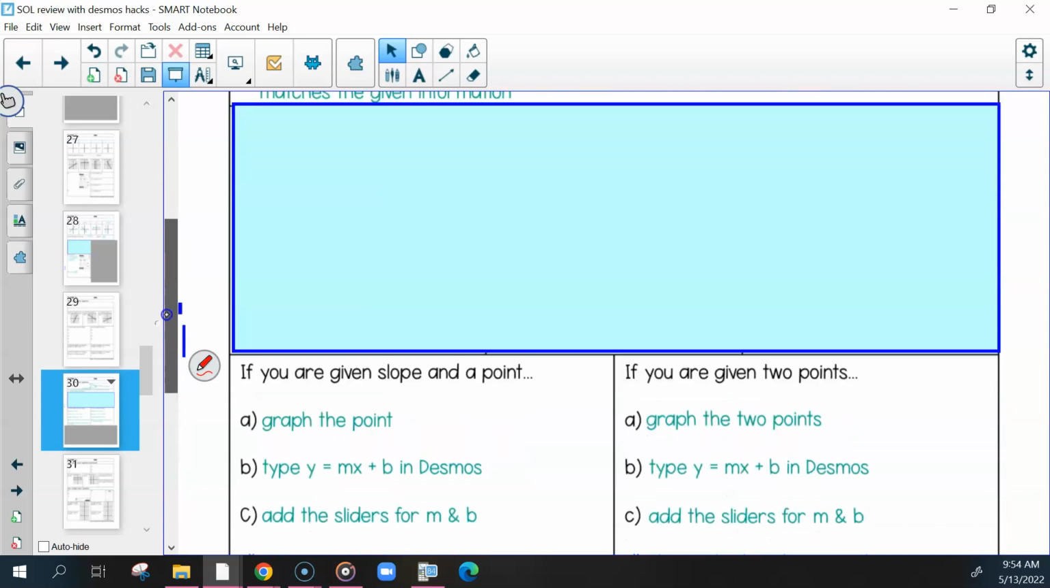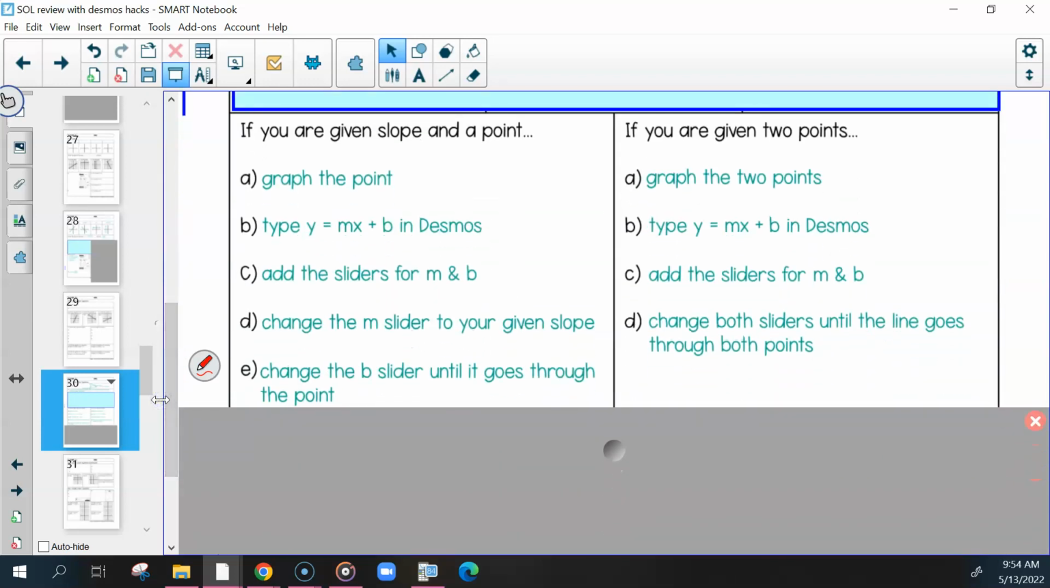And then the other 2 ways to write equations. If you're given a slope and a point, you're going to graph the point, type y equals mx plus b into Desmos, add sliders for m and b, change the m slider to your given slope, change the b slider until it goes through the point. If you're given 2 points, graph the 2 points, type y equals mx plus b into Desmos, add the sliders for m and b, change both sliders until the line goes through both points.